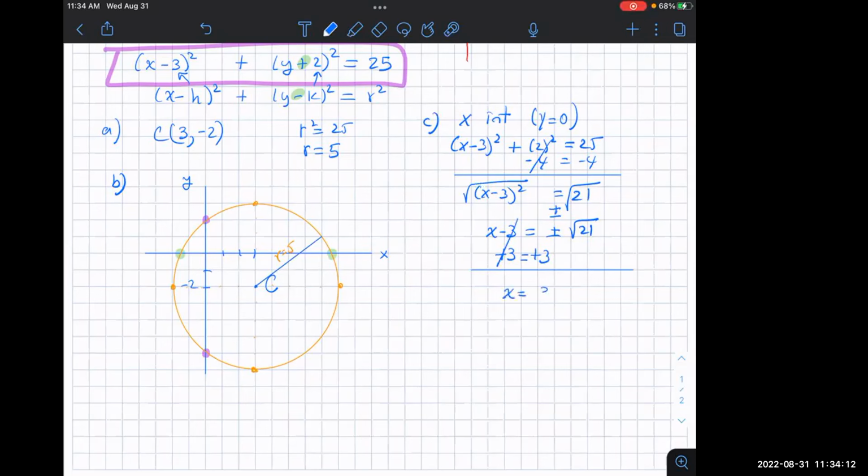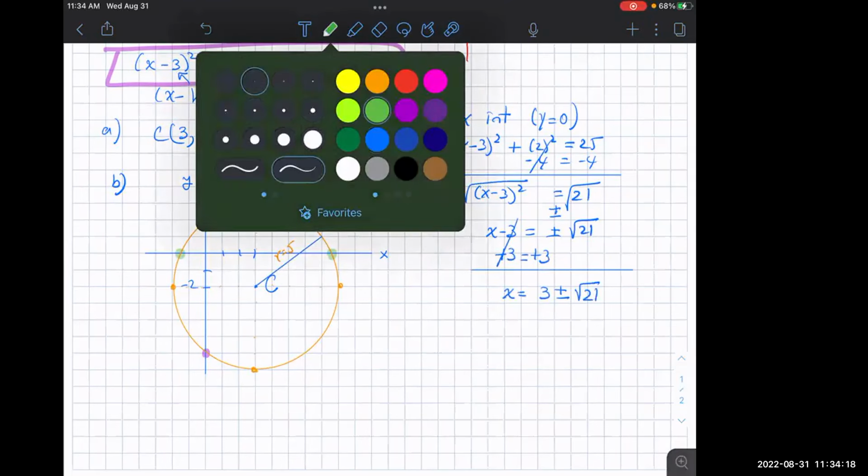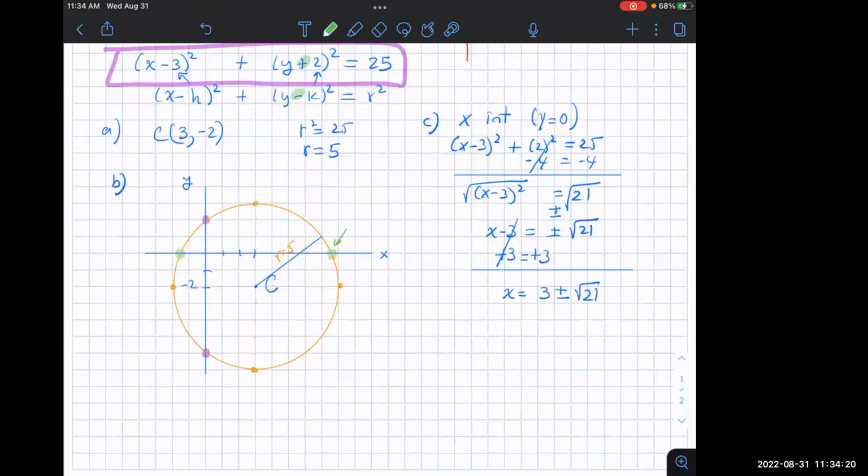So x equals 3 plus or minus square root of 21. Okay, so those will be the coordinates for this point: 3 plus square root of 21, comma 0. And the other one is 3 minus square root of 21, comma 0.